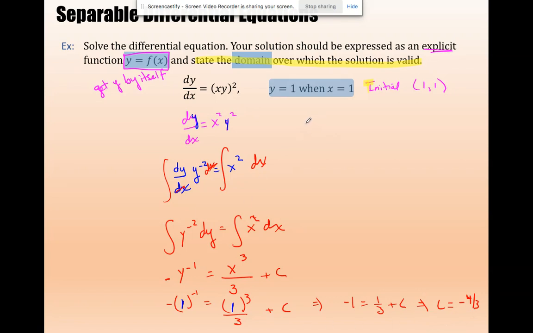So when I'm most of the way done, what do I have? I have -1 over y is equal to 1/3 x cubed minus 4/3. You've got most of the rubric points. You have separated and solved the differential equation correctly. You have used your initial condition correctly and gotten the correct C. The only thing you haven't done is gotten y by itself. If this is a long answer and you're running out of time, leave that and move on.